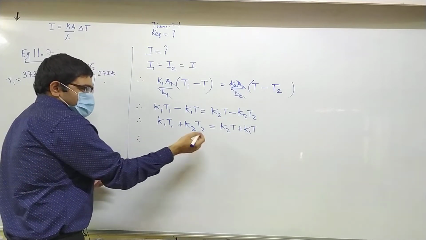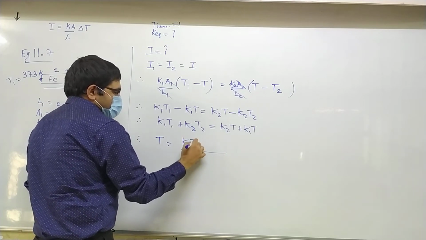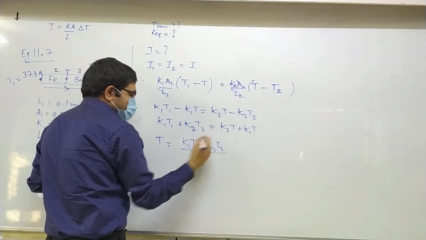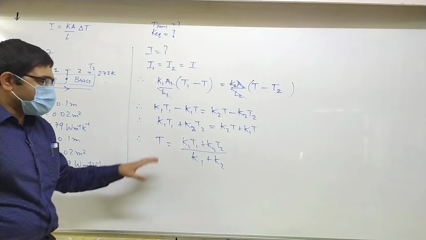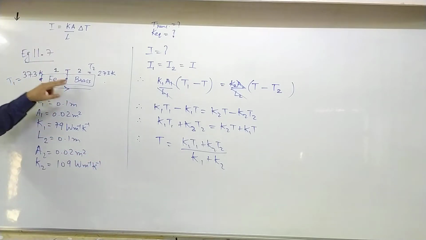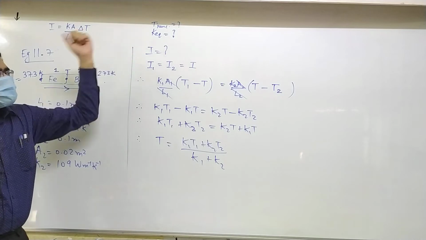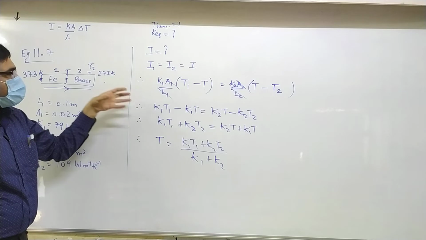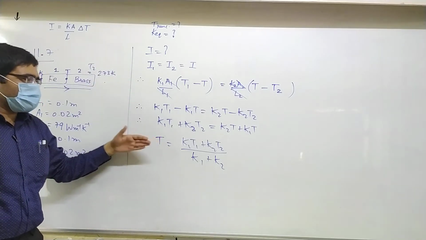Now we'll take T common over here. So finally we'll get our answer. T equals K1T1 plus K2T2 divided by, when you take T common, you get K1 plus K2 in the bracket. So the final result is that the temperature at junction will be equal to T1K1 plus T2K2 upon K1 plus K2. Okay. So now what we have here is that this is the temperature at the junction obtained in expression. Right?